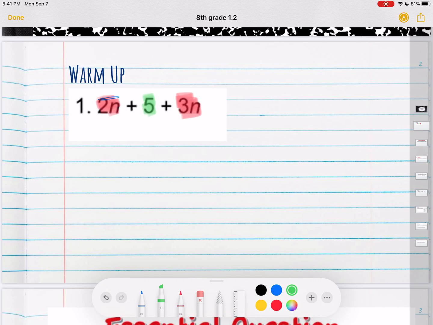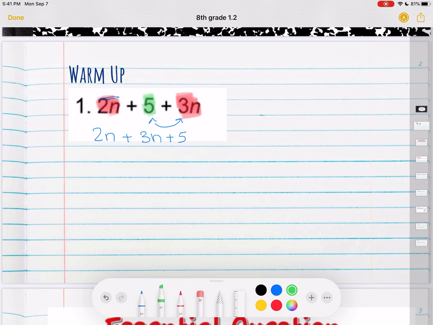Now, in order to combine these like terms, I'm going to rearrange this expression so that like terms are next to each other. So I'm going to rearrange it by flipping the 5 and the 3n. So I get 2n plus 3n plus 5. Now I can do this flip because of the commutative property. 5 plus 3n is the same as 3n plus 5.